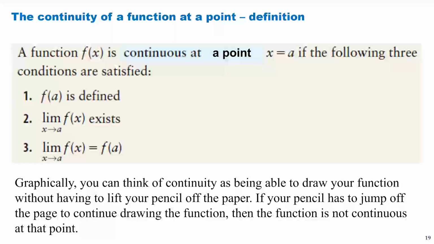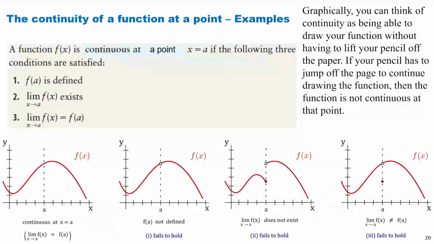And graphically, you can think of continuity as being able to draw your function without having to lift your pencil off the paper. If a pencil has to jump off the page to continue drawing the function, then the function is not continuous at that point. So here are some examples where at a certain point the function is continuous or not continuous.